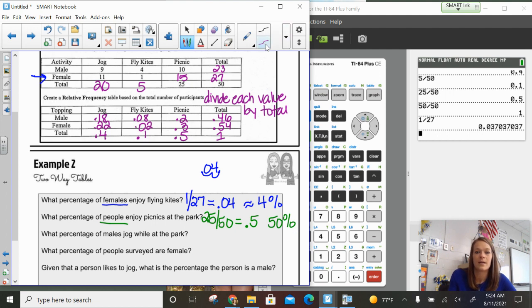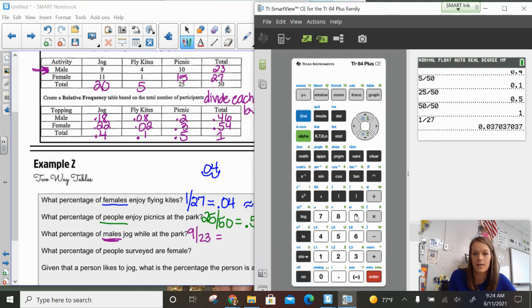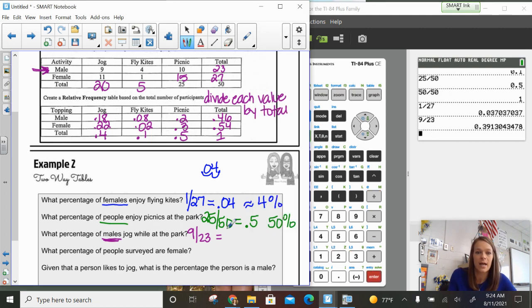My next one, what percentage of males? This time I'm looking only at the males. So I have 23 males. Of those 23 males, who enjoys jogging while at the park? That would be 9. So 9 out of 23. Let's see what that is. 9 divided by 23 is 0.39, which would be 39%.